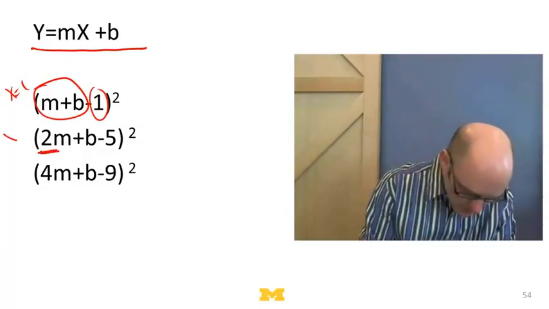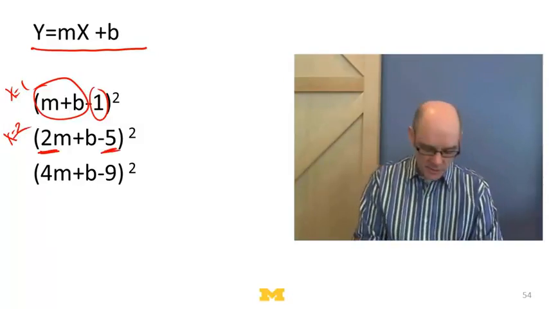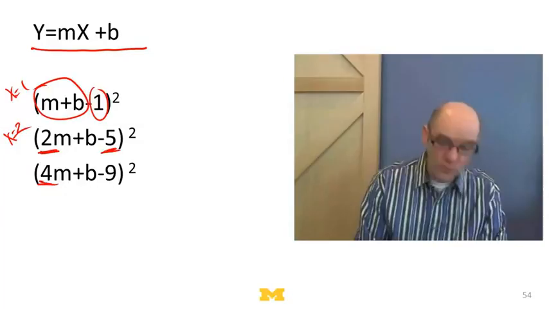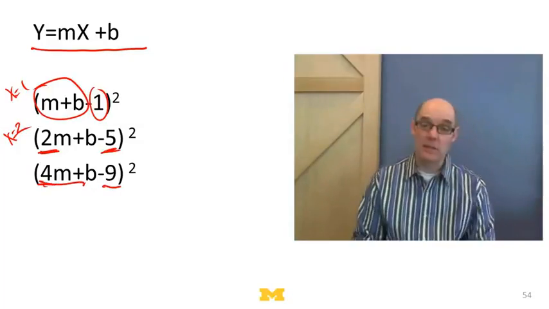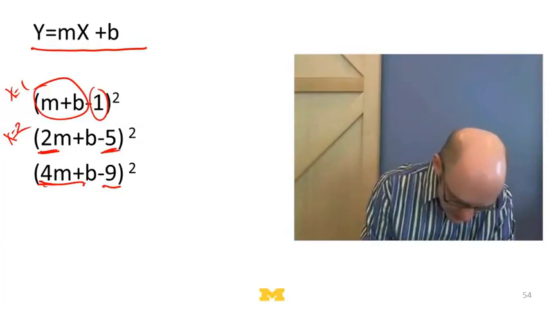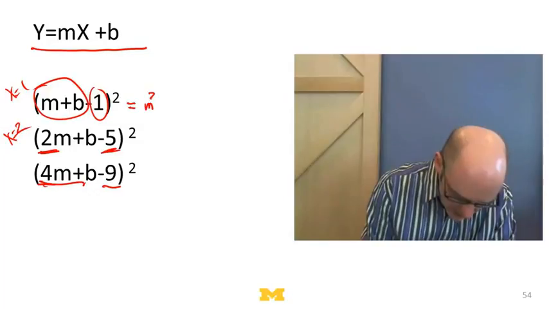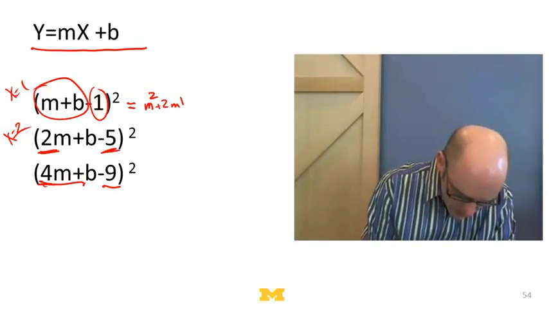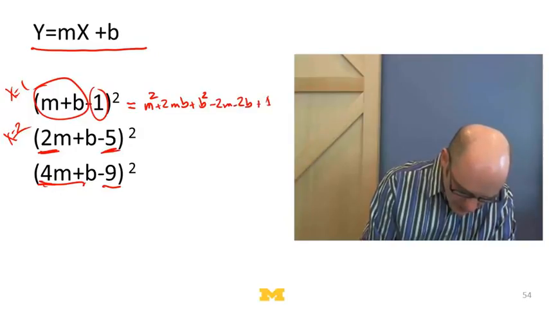When x equals 2, my model is going to say that the value is 2m plus b, and the actual value is 5, so that's going to be my error. And when x equals 4, this is going to be my prediction, this is the actual value, so this is going to be my squared error. So if I want to know what the total error is, I just have to multiply all these things out. So m plus b minus 1 squared is going to be m squared plus 2mb plus b squared minus 2m minus 2b plus 1. Right?